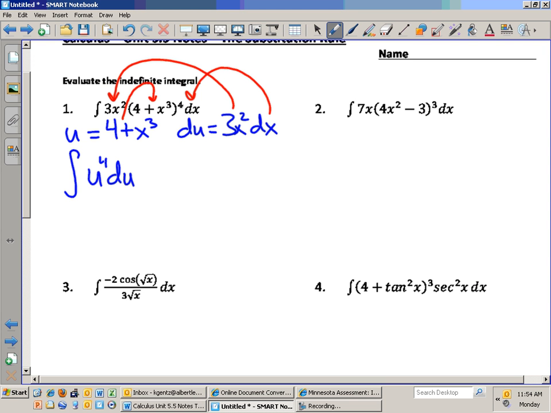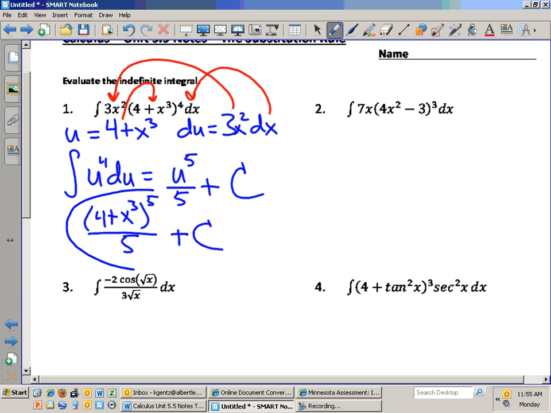Now I take the antiderivative. What is the antiderivative of u to the fourth? u to the fifth over 5 plus c. What is my final step? Plug u back in, and I get 4 plus x to the third, to the fifth over 5 plus c. And that is the antiderivative.